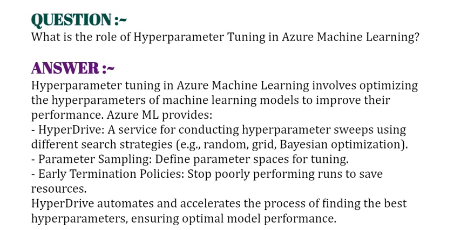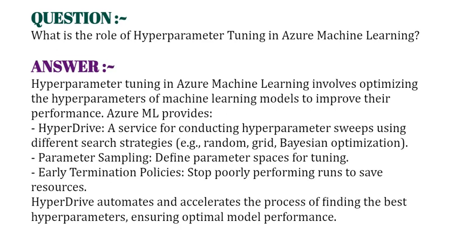Our next question is, what is the role of hyperparameter tuning in Azure Machine Learning? Your answer should be, hyperparameter tuning in Azure Machine Learning involves optimizing the parameters of machine learning models to improve their performance. Azure ML provides Hyperdrive, a service for conducting hyperparameter sweeps using different search strategies. Example, random, grid, Bayesian optimization.